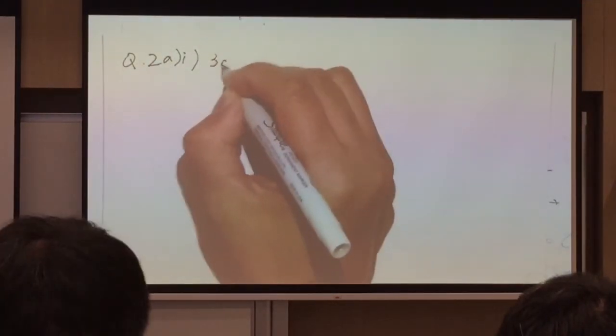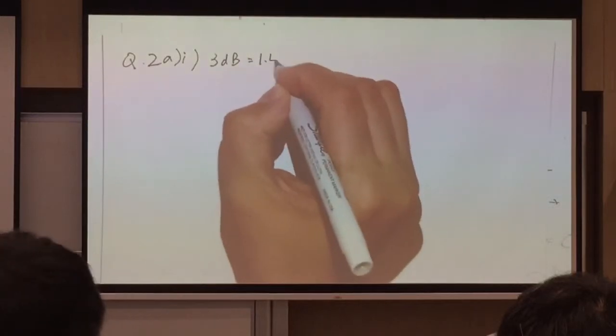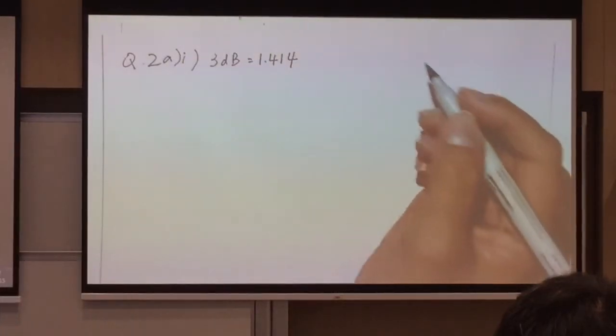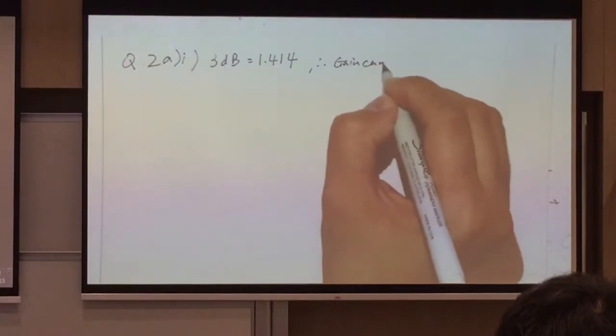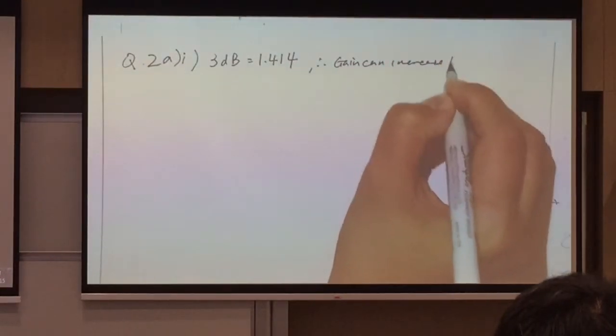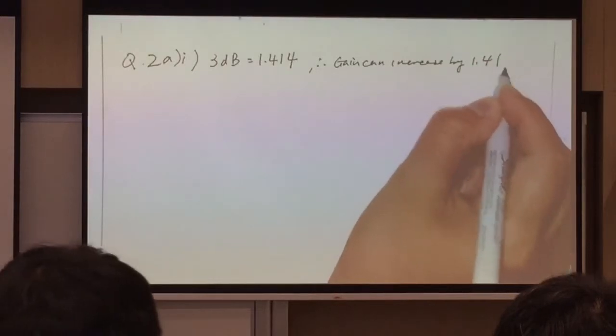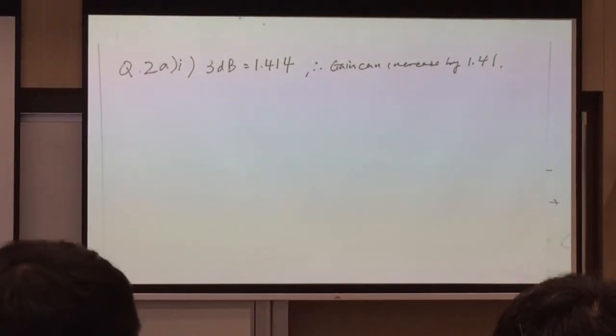By how much can the plant gain increase before the closed loop becomes unstable? So we're asking you to convert from dB to a raw value. You understand that? Okay? So 2A part 1: 3 dB is 1.414. And so thereby gain can increase by 1.4. Okay, the answer? 3 marks.